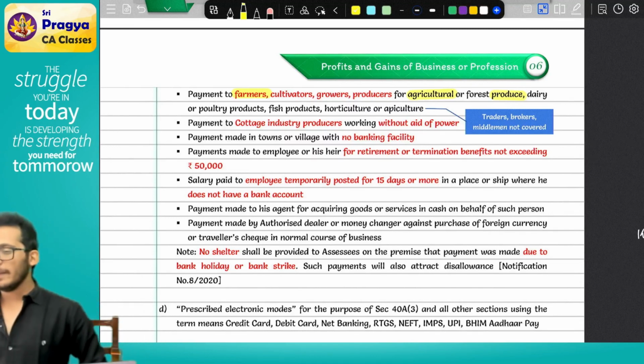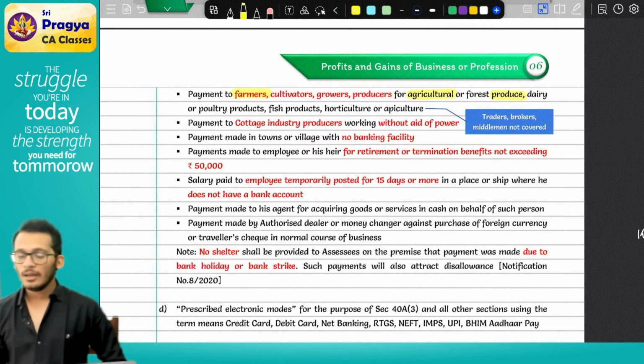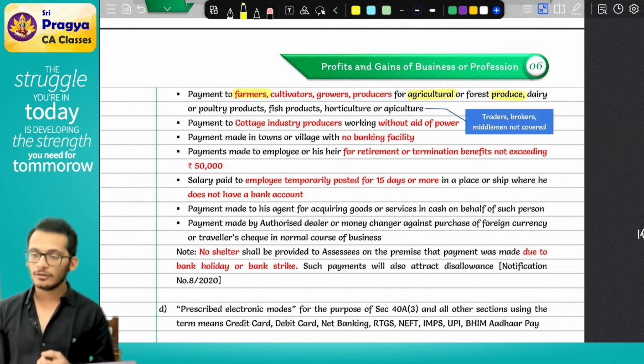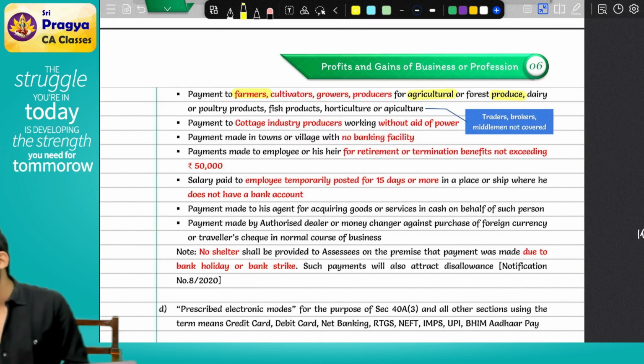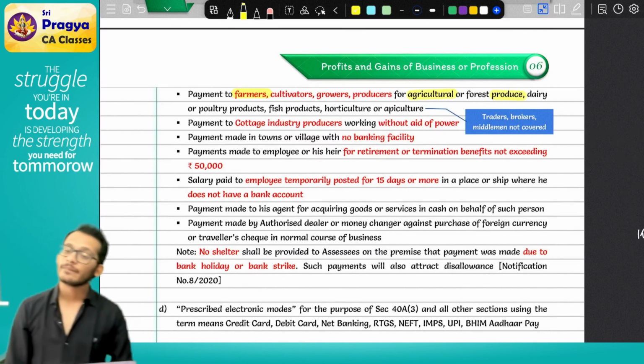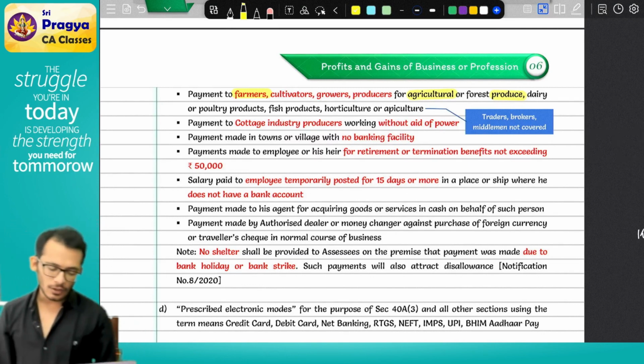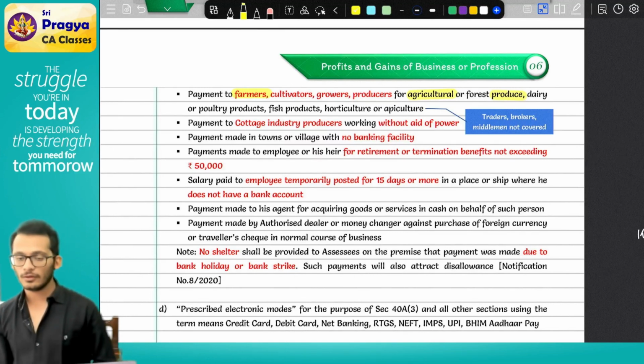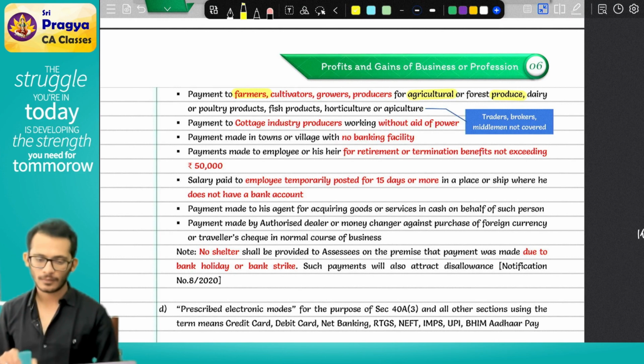So if I am making a payment to an agent, it will be allowed. But if the agent ends up violating the condition, then also I will take a disallowance. Yes. Next, payment made to authorized dealers or money changers against payment of foreign currency or traveler's check in the normal course of business. What is this?